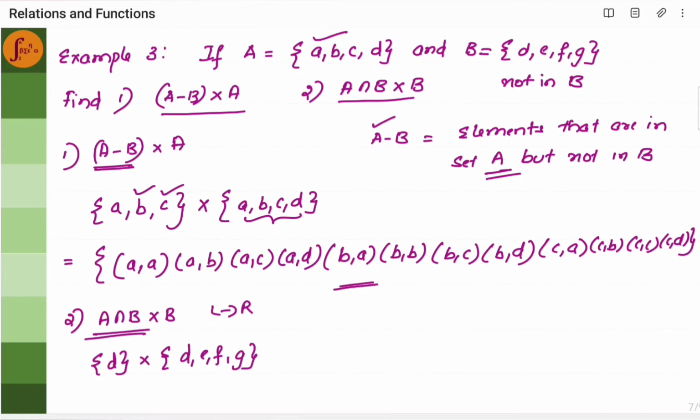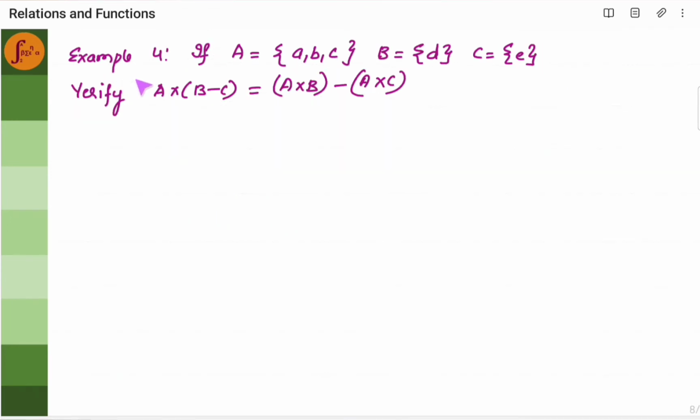Now let's find the Cartesian product. Let's take the first element D: D, D, D, E, D, F and D, G. So this is the Cartesian product. Now let's take fourth example. Set A is given, set B is given, set C is given.